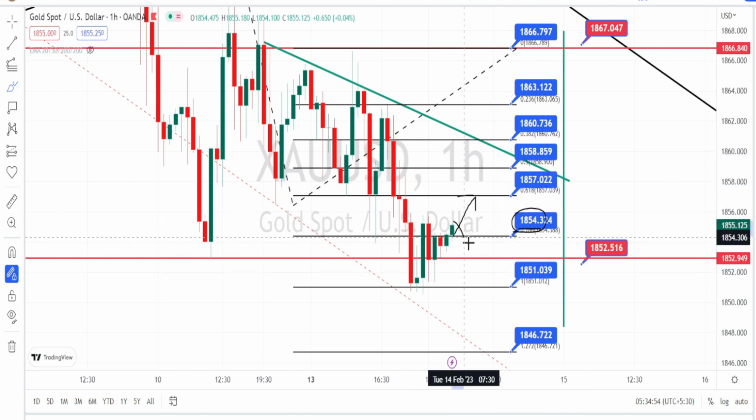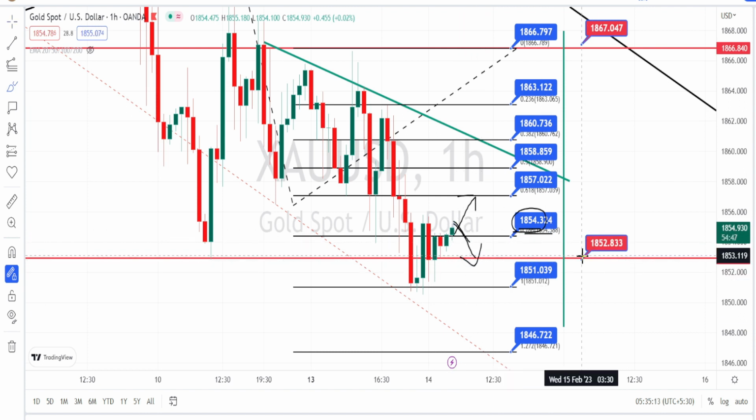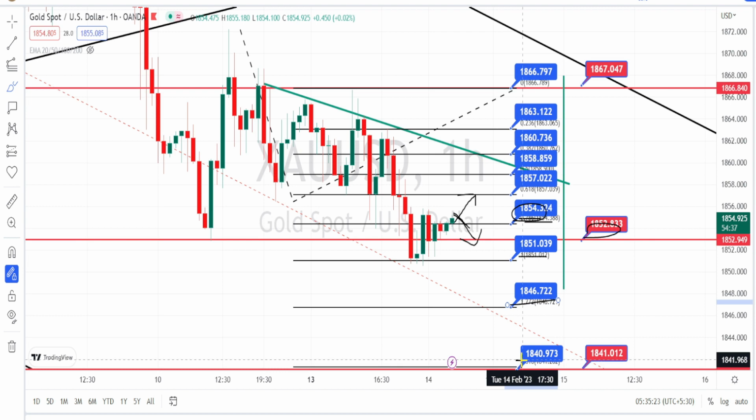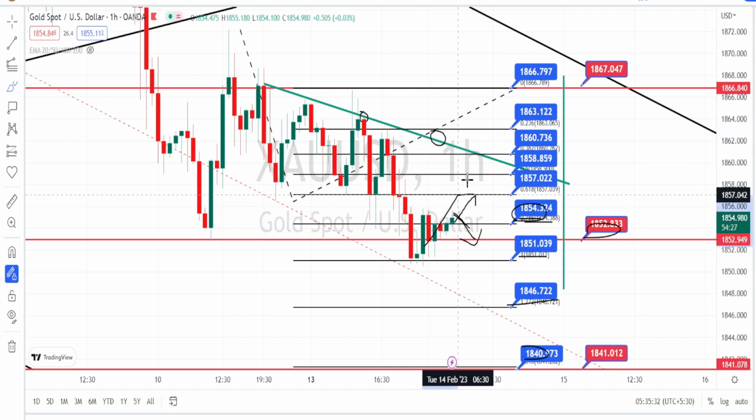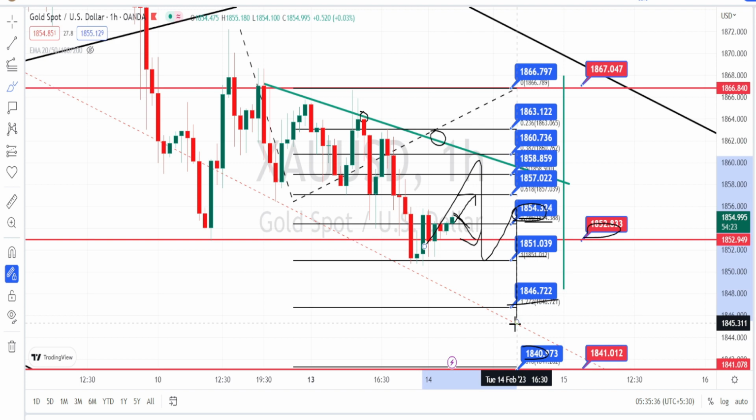And if the price action breaks the support level of 1854 and continues its bearish trend, the immediate support is going to be around 1852, 1851, 1846 and 1840. And as long as the price action is trading below this green color resistance line, we can expect the bearish trend to continue in hourly time frame.